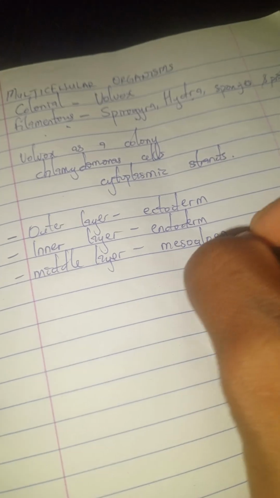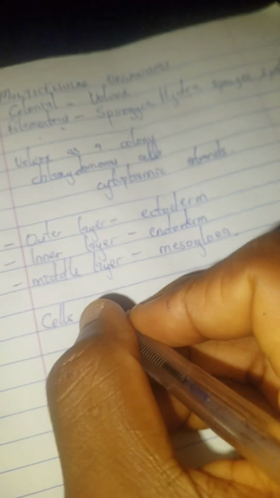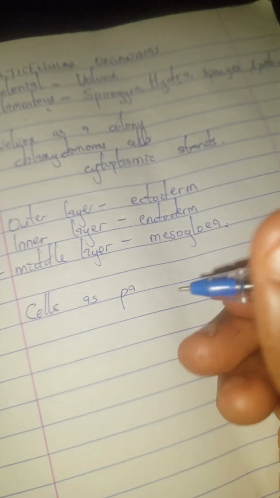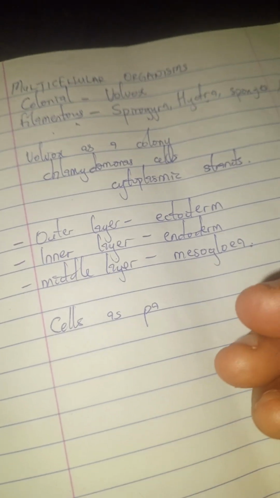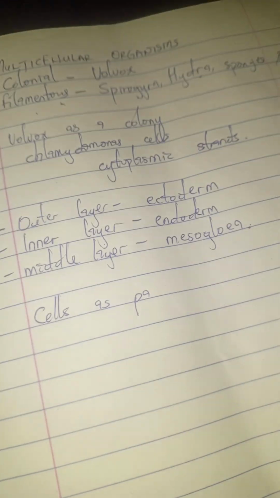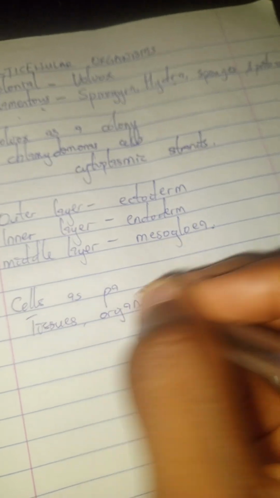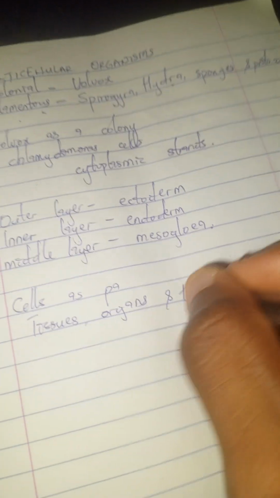Now, we will look at cells as part of multicellular organisms. In this one, we are going to be talking about cells in higher animals. Here we have the tissues, the organs, and the systems.